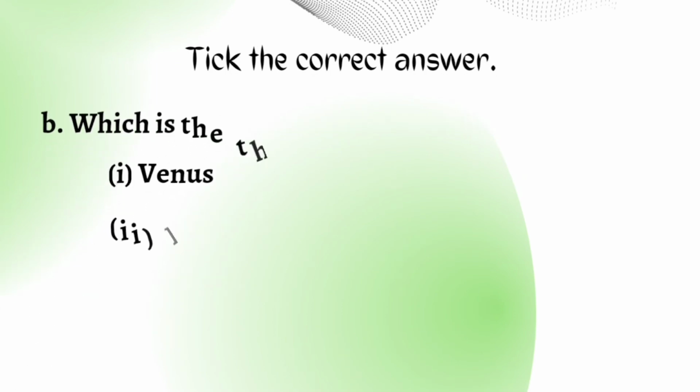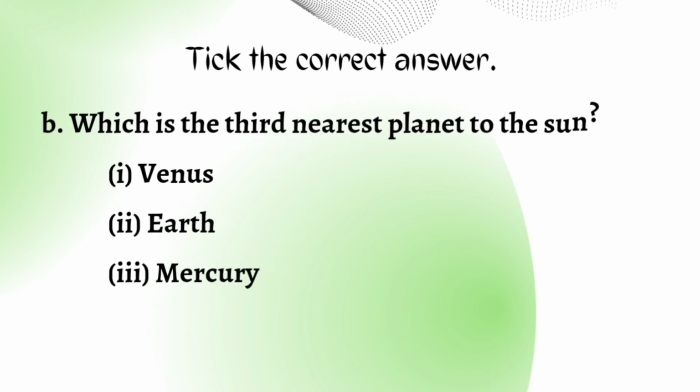Next question. Which is the third nearest planet to the Sun? Options are 1 Venus, 2 Earth, 3 Mercury. So the question is, which is the third nearest planet to the Sun? This is a simple question. If you know the order of planets, we can answer it very easily. So the answer is option 2 Earth. Earth is the third nearest planet to the Sun.